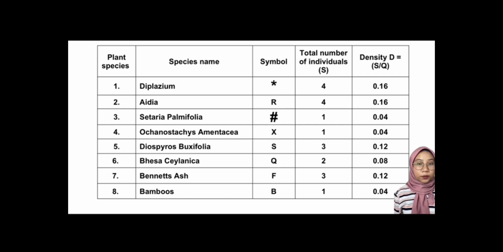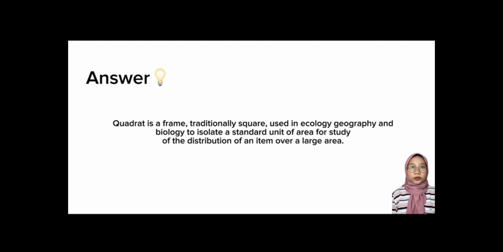The density is 0.04. For species such as Disporum, Buphsofolia, and Bennett's ash, the total number of individuals is 3, and these species also do not disperse. The density is 0.12. Lastly, for the species Bissa silanica, the total number of individuals is 2, and the density is 0.08. A quadrat is a traditional square frame used in ecology, geography, and biology to isolate a standard unit of area for the study of the distribution of an item over a larger area.